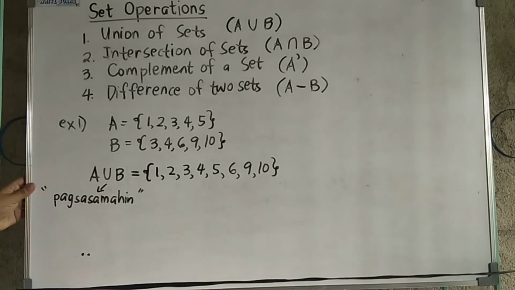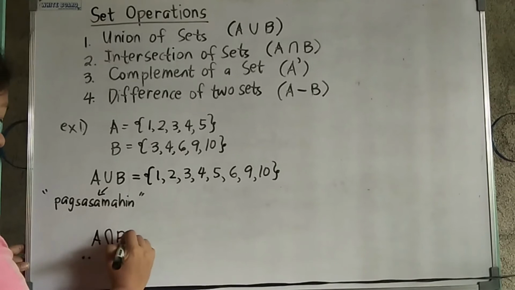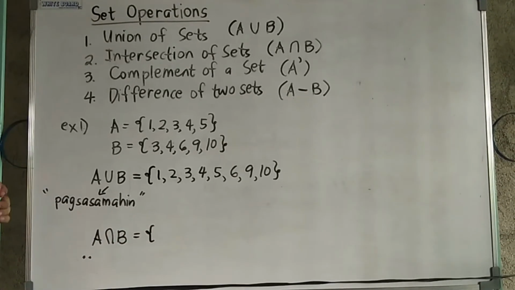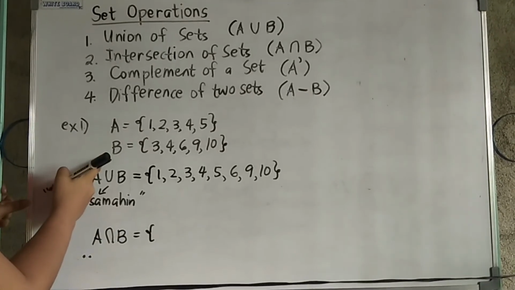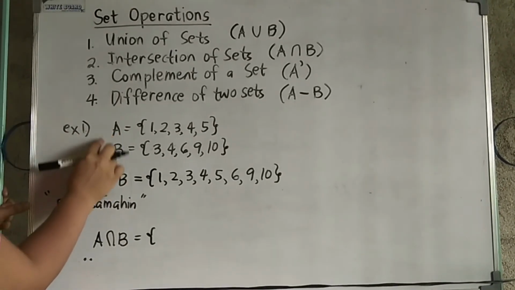Okay? So, how about for the intersection? For A intersection B, yun naman po ay mga elements na matatagpuan sa A at the same time matatagpuan sa B. Ibig pong sabihin, element na nakay A at nakay B.